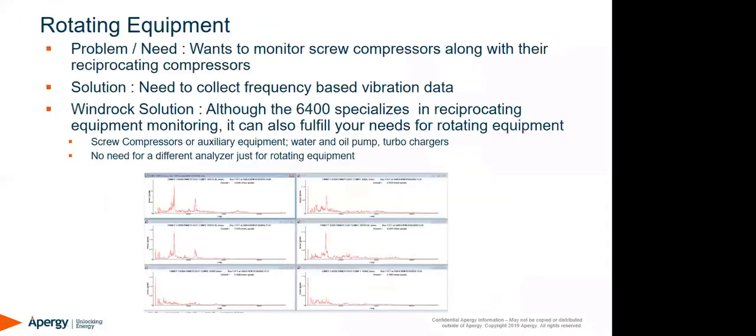So rotating equipment, kind of a problem or need is customers got our analyzer, but they also want to monitor screw compressors along with their recip compressors. Solution, they would need to collect frequency-based vibration data. We can do this with the 6400. Also fulfill rotating needs, screw compressors, auxiliary equipment, water and oil pumps, turbochargers. There's really no need for another analyzer.